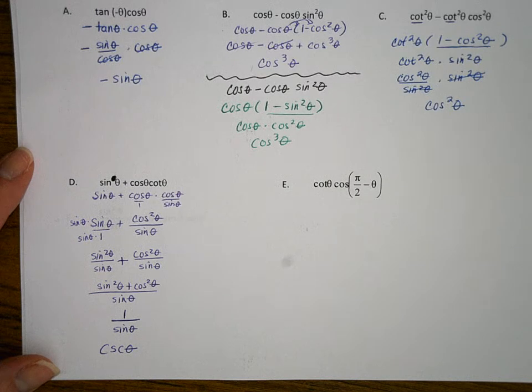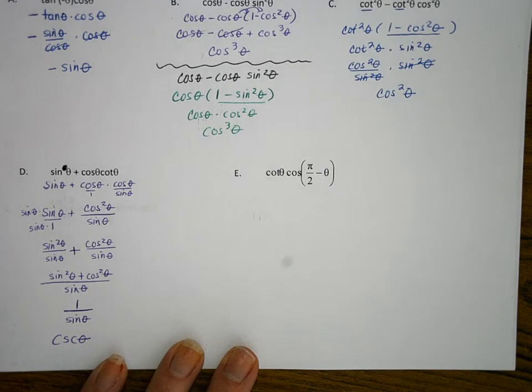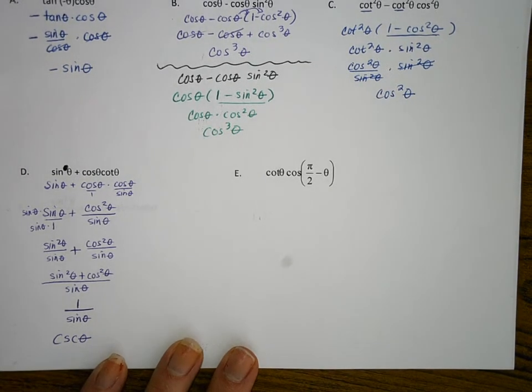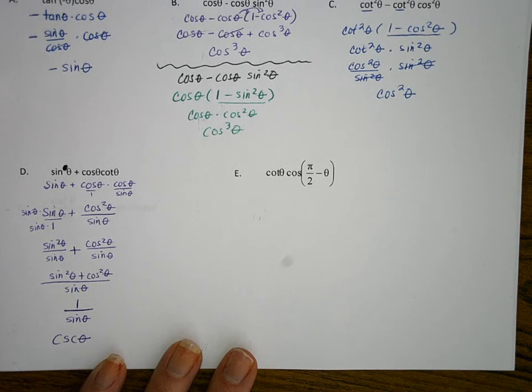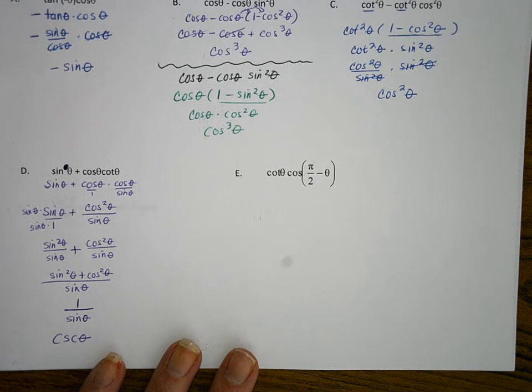All right. Let's take a look at E. Any thoughts on anything in E? Cotangent theta times cosine of the quantity pi over 2 minus theta. Anything draw in your attention? Okay, cotangent of theta. All right, he brings in my attention. What are you thinking about with cotangent?